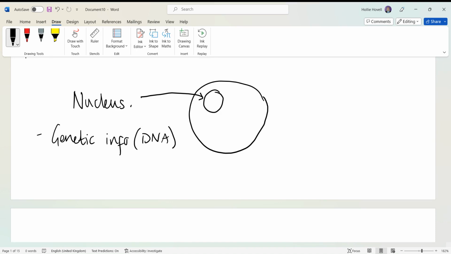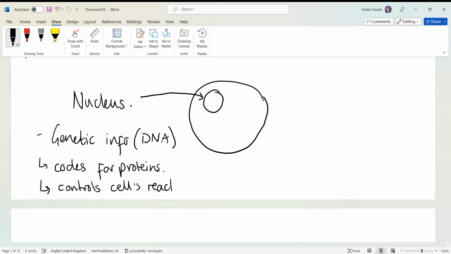And that genetic information basically controls everything the cell does, because the genetic information codes for proteins, and those proteins control all the reactions. An example of a protein is an enzyme, and enzymes are what catalyse reactions. So, in a roundabout way, we can say that it controls the cell's reactions. Now, another way of saying that it controls reactions, like all the reactions that happen, is the metabolism. So, we could say it controls the cell's metabolism.